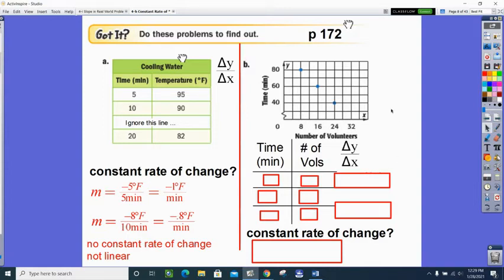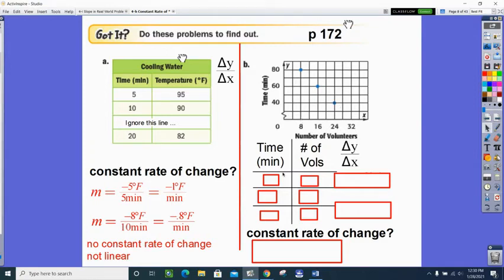Okay. Now this one's kind of silly as far as asking the question, is it linear? The question is, can you connect these with a line? So already I would be saying yes, but the question also wants you to find a constant rate of change. So if it is linear, we need the constant rate of change.